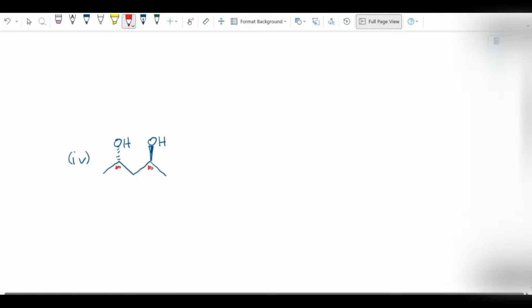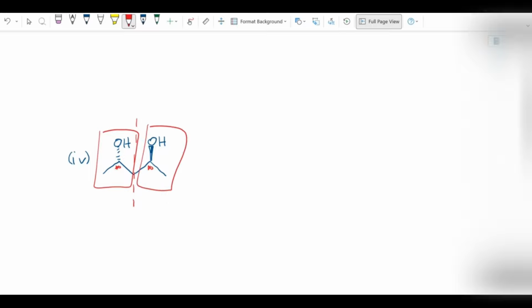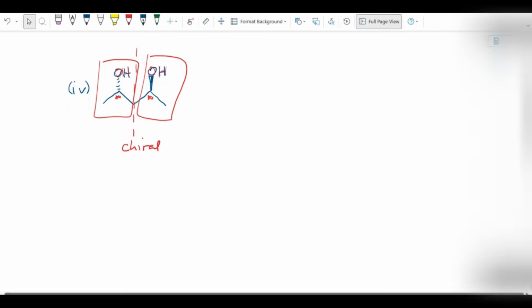Again, these carbons are chiral centers specifically. However, you cannot divide this compound into 2 equal halves. If you draw an imaginary line dividing this compound, this half and this half are not the same. Why? Because this OH group is on the dash bond. This one is pointing in the opposite direction. So this is chiral. Next question.